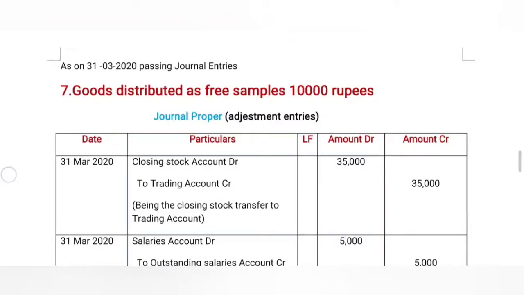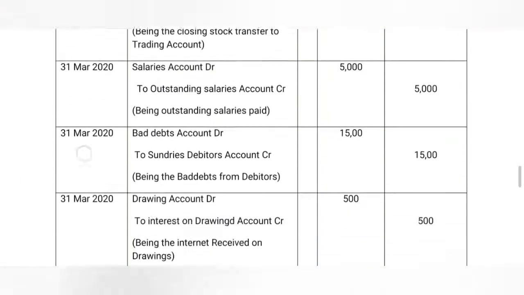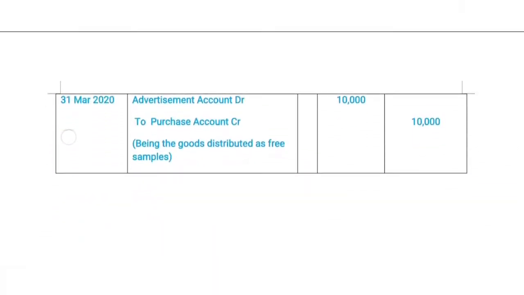We are going to pass this entry. Now coming to 31st March 2020 as the given date. Now coming to the particulars, advertisement account is debit, whereas purchase account is credit. Why? Because the purchase of goods decreases by 10,000. Now coming to the narration, being the goods distributed as free samples for the purpose of advertisement.